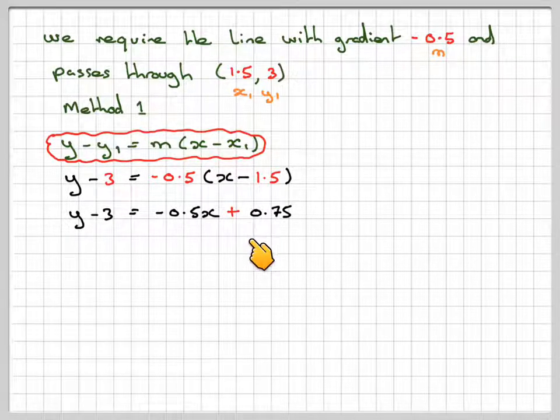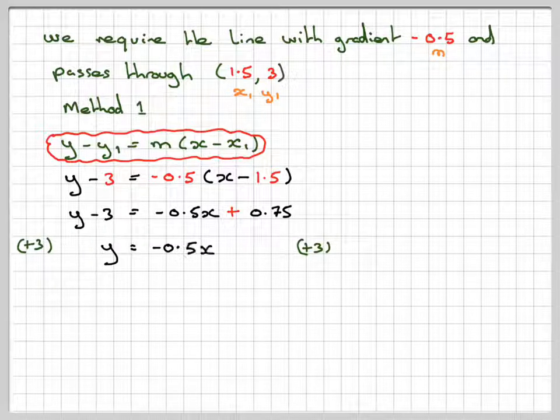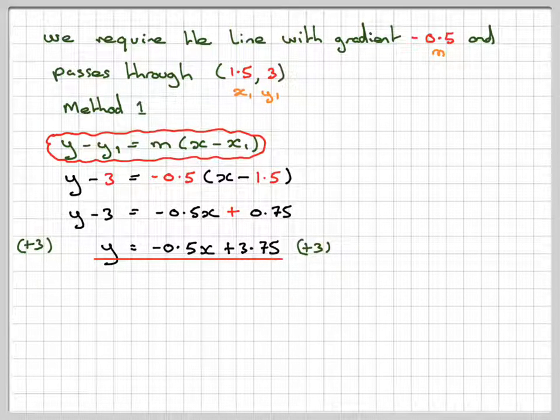That gives you plus 0.75, and then you have to add 3 to both sides, and you get that y is equal to -0.5x + 3.75. Again, all this you could do with the calculator, so you don't need to worry about doing decimals. The thing is to set out and try not to do too much in one go.